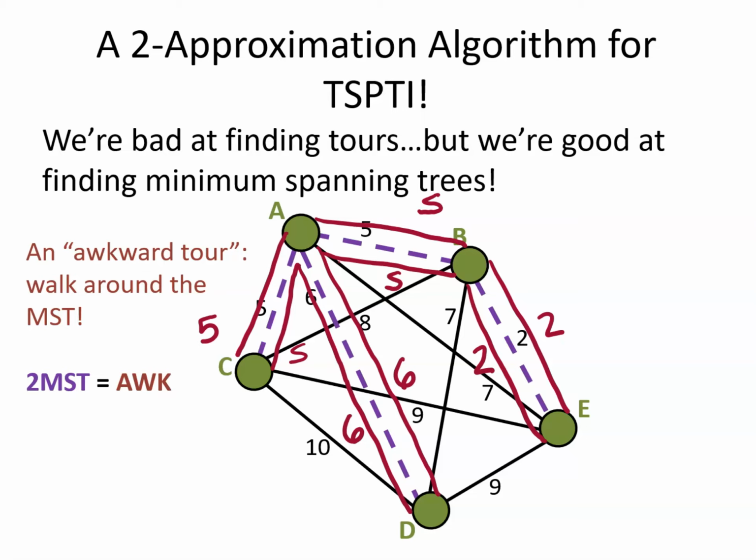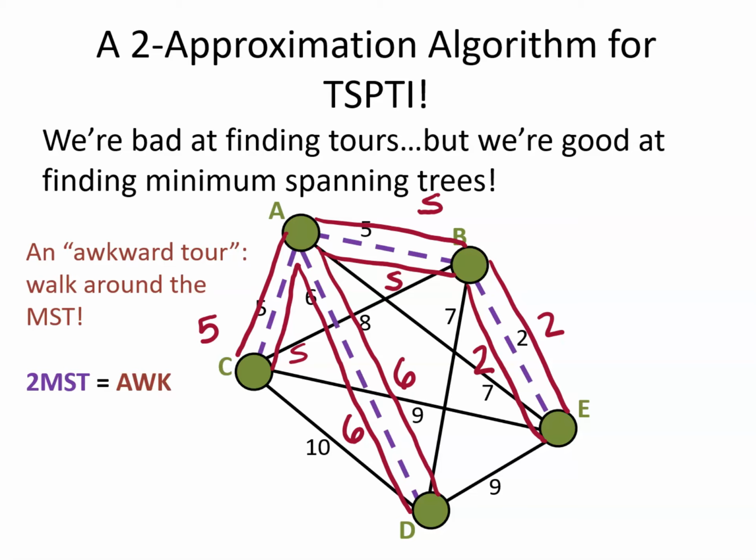We observe that the way that we constructed this, quote, tour, unquote, is by using every single edge in our minimum spanning tree twice. So, we know that 2 times the cost of our minimum spanning tree must equal the cost of our awkward tour.